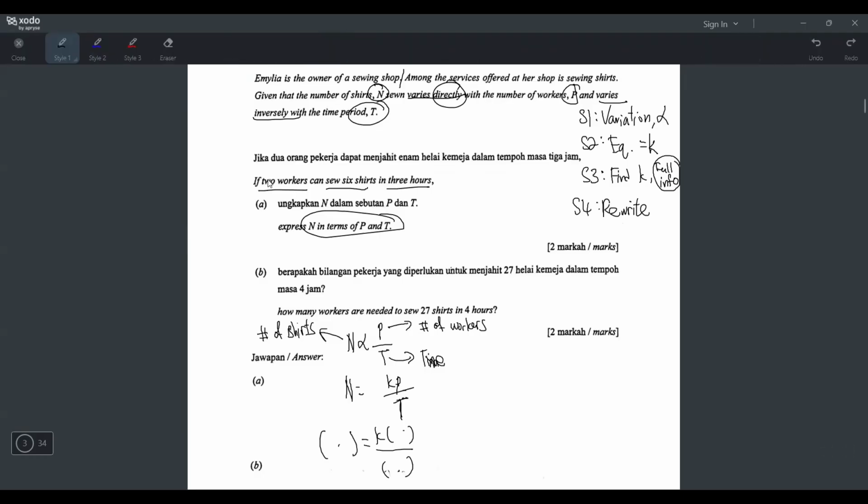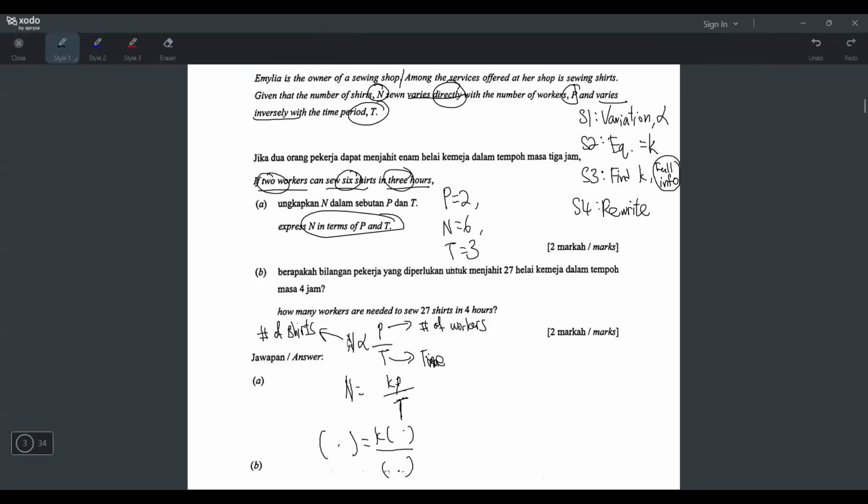So now we can read this question: 2 workers, 6 shirts, 3 hours. So what do you think is 2? 2 is worker. Worker is P. So definitely P is 2. And then 6 shirts. Shirts, I already said N represents number of shirts. So N is 6. And then 3 hours, which is the T, the time, right?